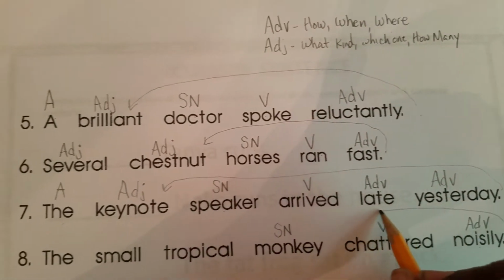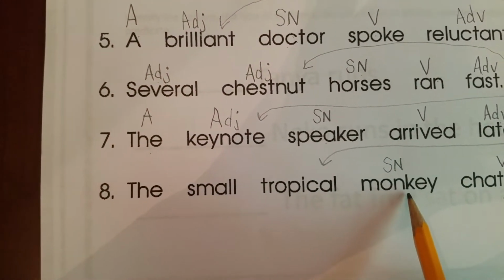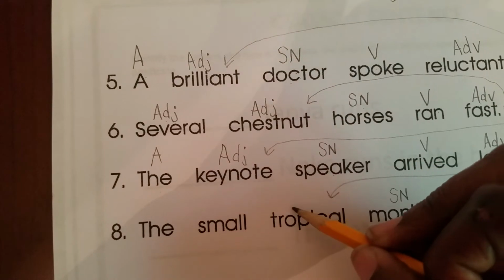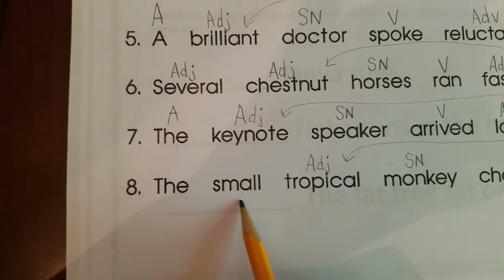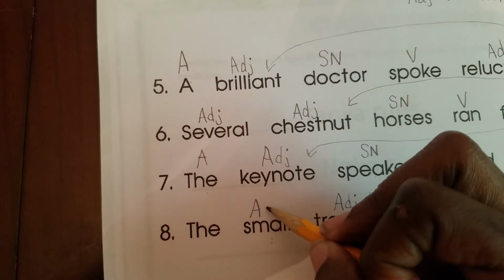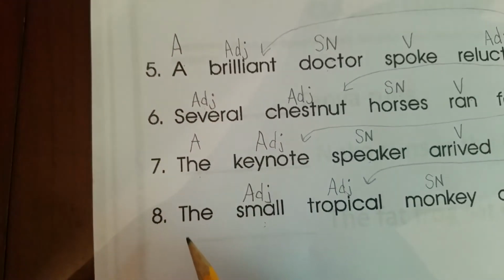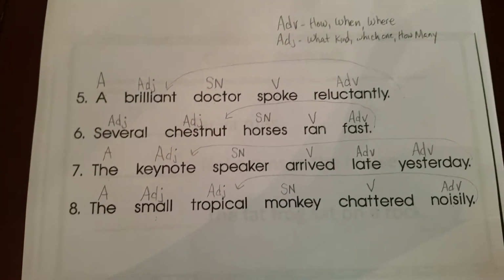Remember, now it's time to jump back over. What kind of monkey? Tropical. Adjective. What kind of tropical monkey? Small. Adjective. The, article adjective. And those are our sentences.